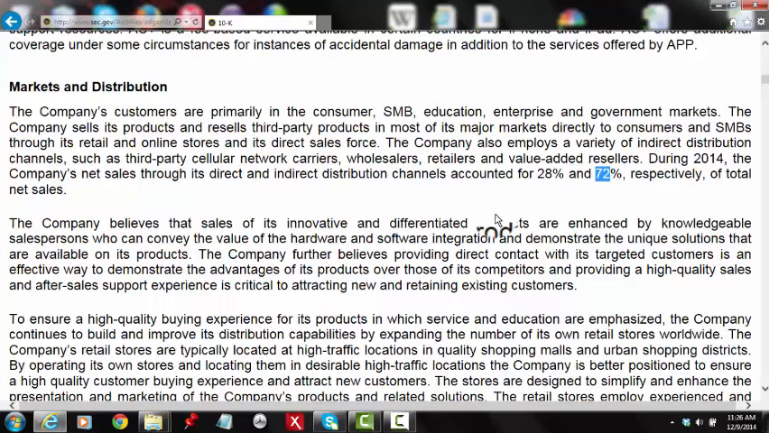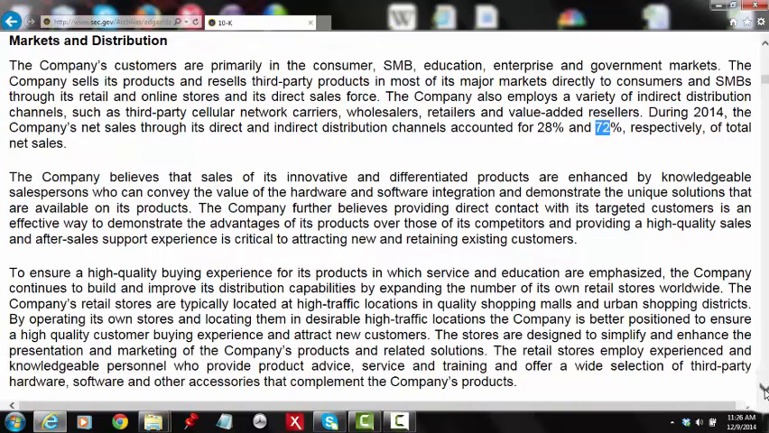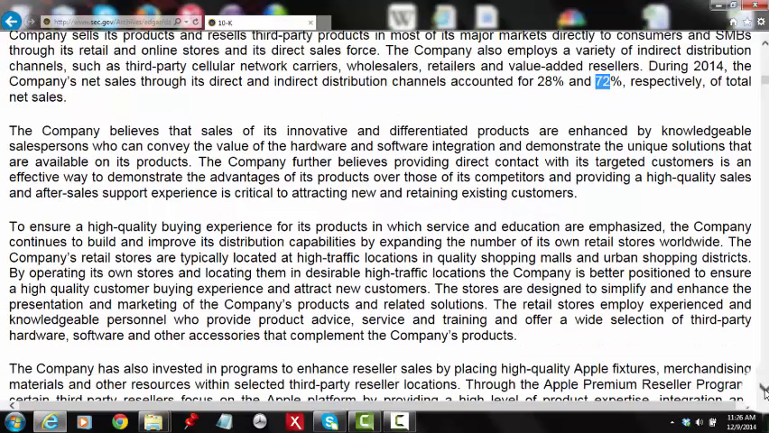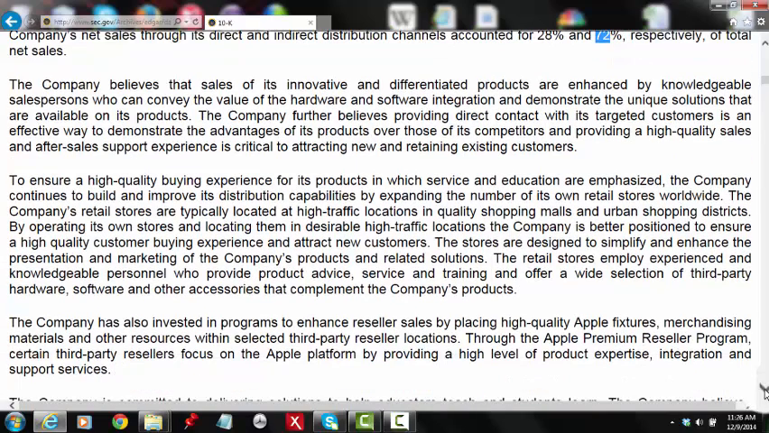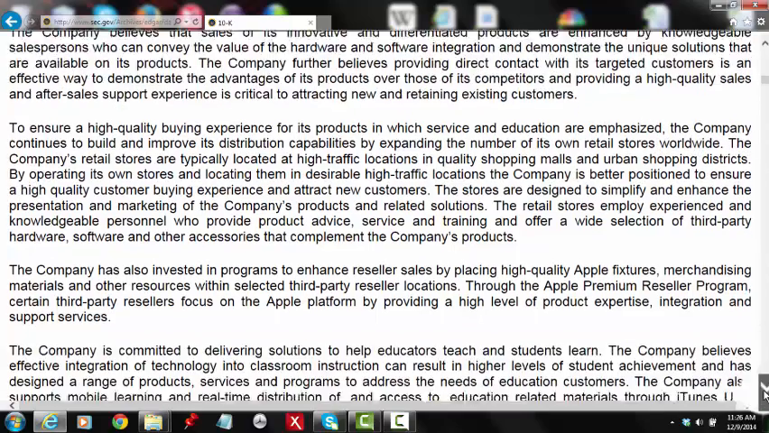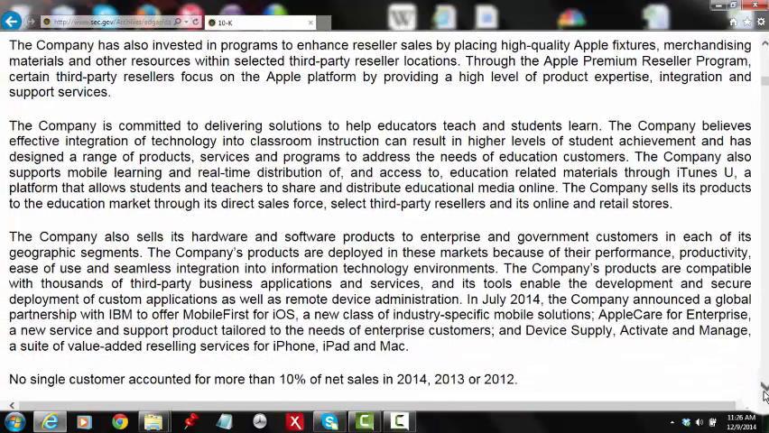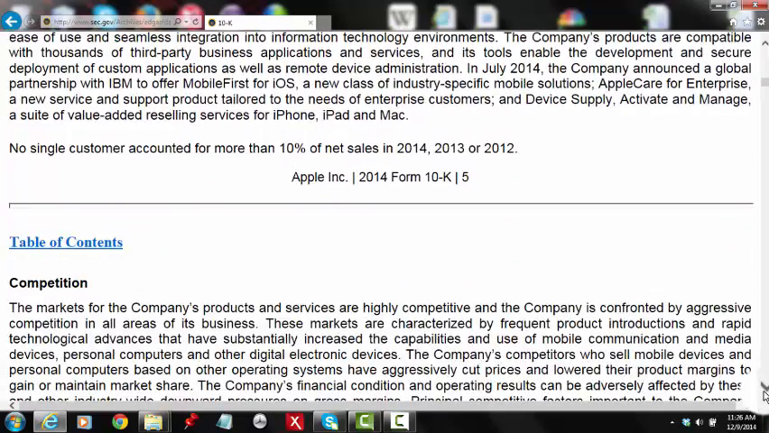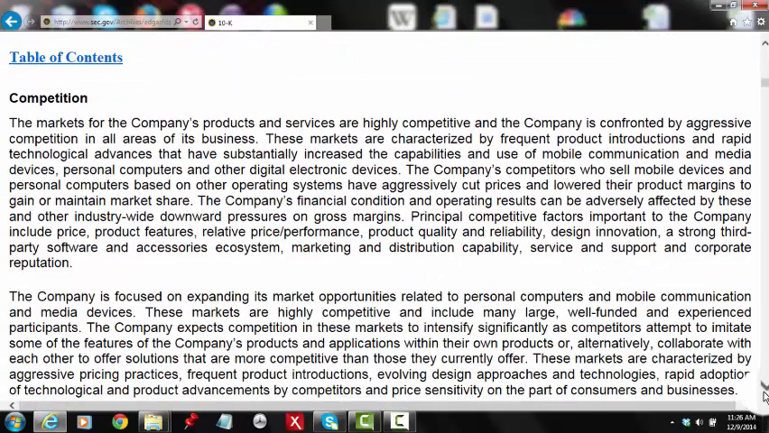Okay, so now the company believes that the sales of its innovative and differentiated products are enhanced by knowledgeable salespeople, which is pretty obvious. And then to ensure a high quality buying experience for its products, service and education are emphasized. So let's keep skipping through. This looks like a lot of very general information. I don't think we will have any value here.